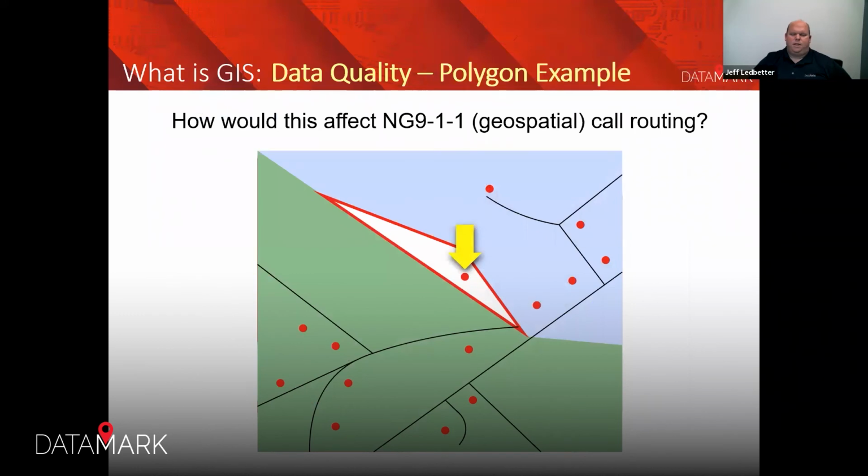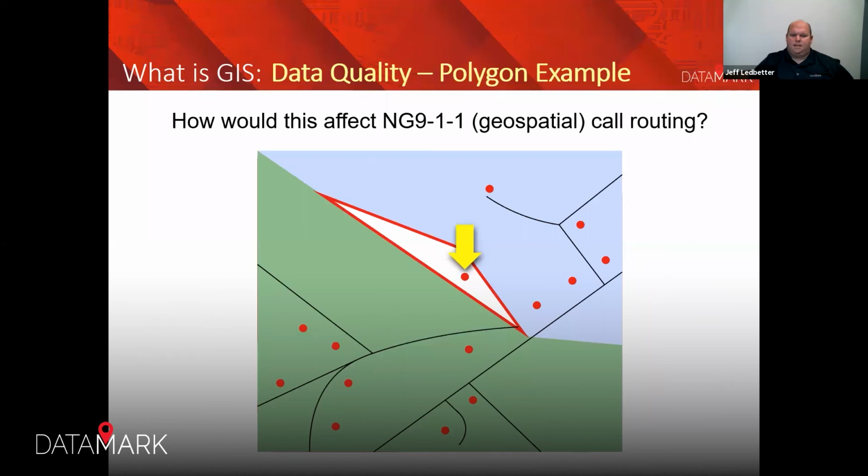So how would this particular scenario affect NG911 call routing? Again, noting that in a statewide NextGen 911 call routing system, these are machine-to-machine interfaces that will interpret GIS data without the benefit of the thinking brain of a person to make decisions. The advantage of this setup is that it happens in milliseconds, or nanoseconds, however it gets measured, but super fast. The problem will come into play when your GIS data quality in polygons leaves this gap.